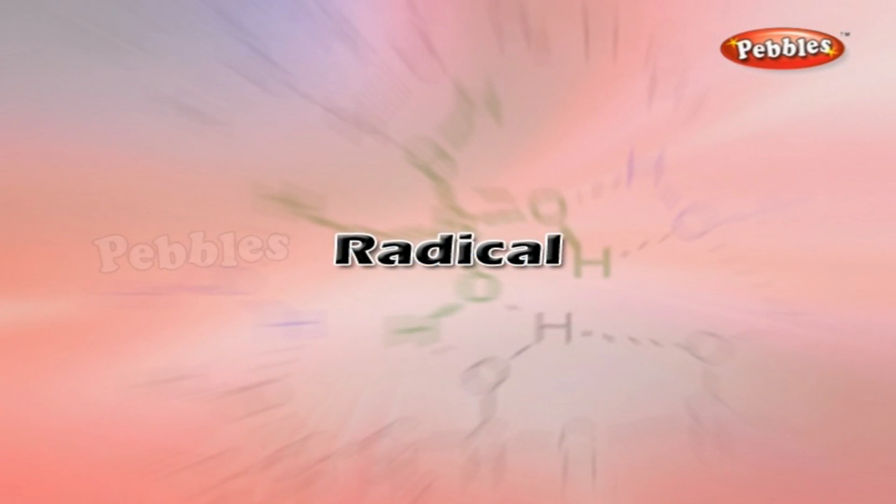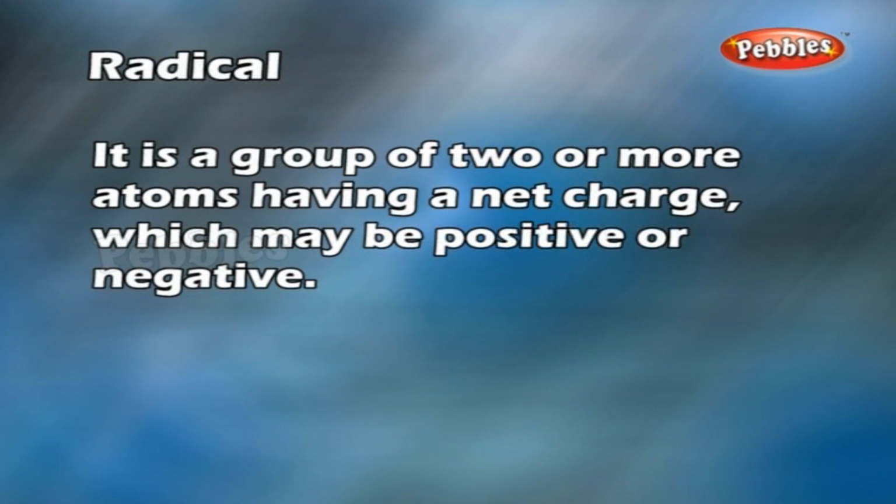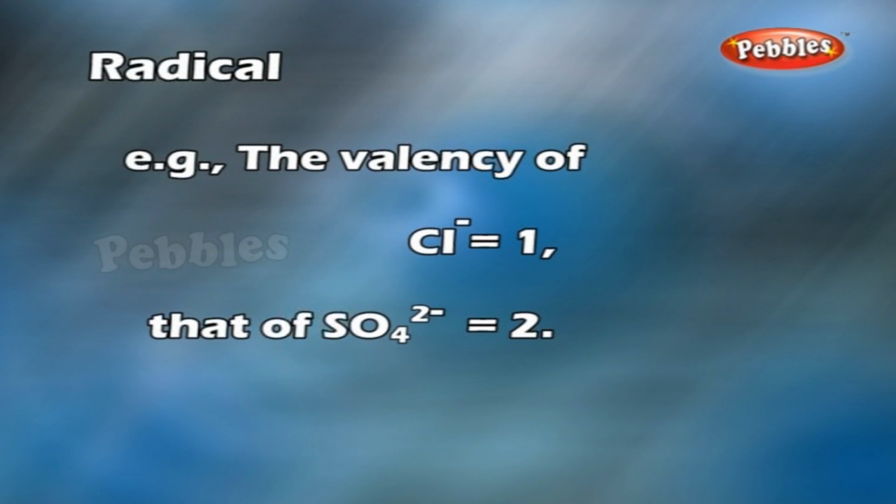Radical. It is a group of two or more atoms having a net charge, which may be positive or negative. For example, the valency of chloride (Cl⁻) equals 1, that of sulfate (SO₄²⁻) equals 2.